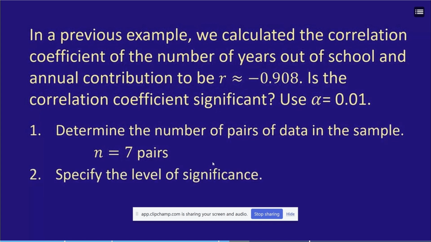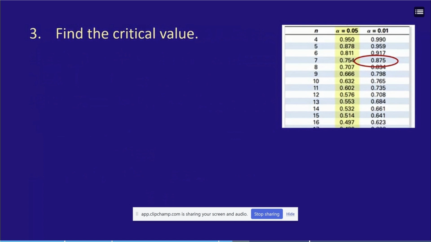Second, we need to specify the level of significance. Well, the problem asks us to use an alpha of 0.01. The third step is to find the critical value. This requires a table. So we go to the correlation coefficient table. We look up the value of n in the table. In this case, we're at n equals 7 pairs, and we match that with the corresponding alpha value that we're working with. In this case, the alpha is 0.01, and we find the critical value of 0.875.